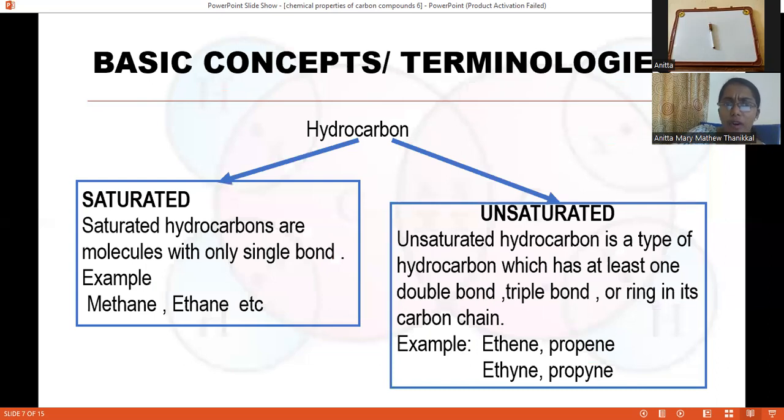I think we have already studied in hydrocarbons, 2 types, saturated and unsaturated. In the saturated condition, we say it takes place with single bonds. In the unsaturated condition, there is at least one double bond or a triple bond, or a ring in its carbon compounds. So I'll explain the difference between saturated hydrocarbons and unsaturated hydrocarbons.